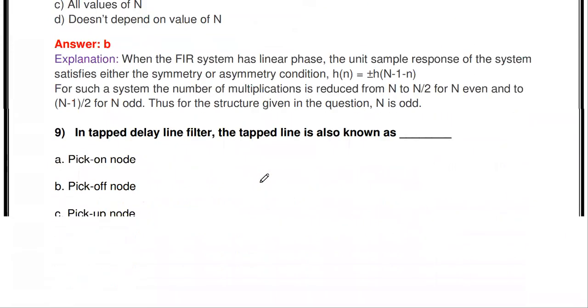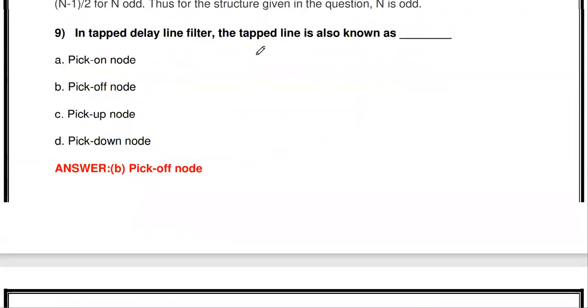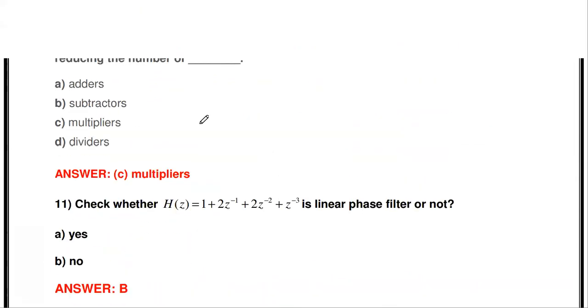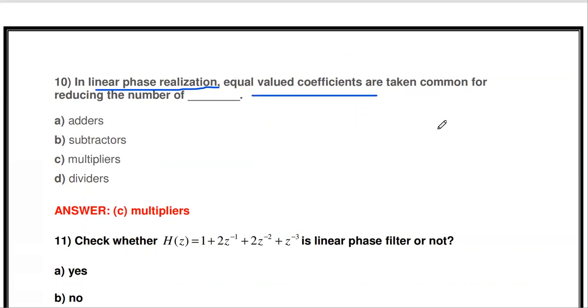Okay, then the next one: in a tapped delay line filter, the tapped line is also known as dash. Pick on node, pick off node, pick up node, pick down node. In a tapped delay line filter, the tapped line is known as the pick off node. Okay, pick off node.